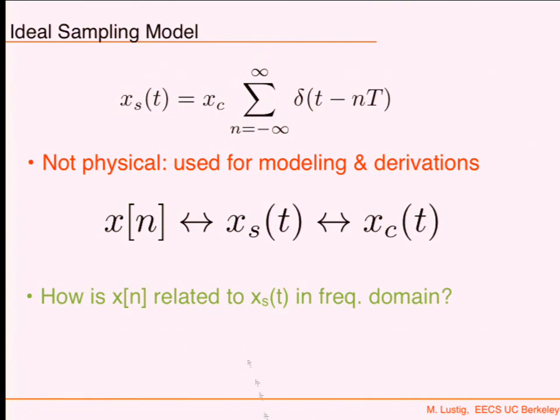So here's the ideal sampling model. Okay, we've got this multiplication with the impulse train. It's not physical. Again, we're just going to use it for modeling and derivation. And there's going to be a relationship between x sub c, x sub s, and x of n. All these have a relationship from a mathematical point of view, and we're going to find those relationships. So the question is how x of n is related to x sub s in the frequency domain.